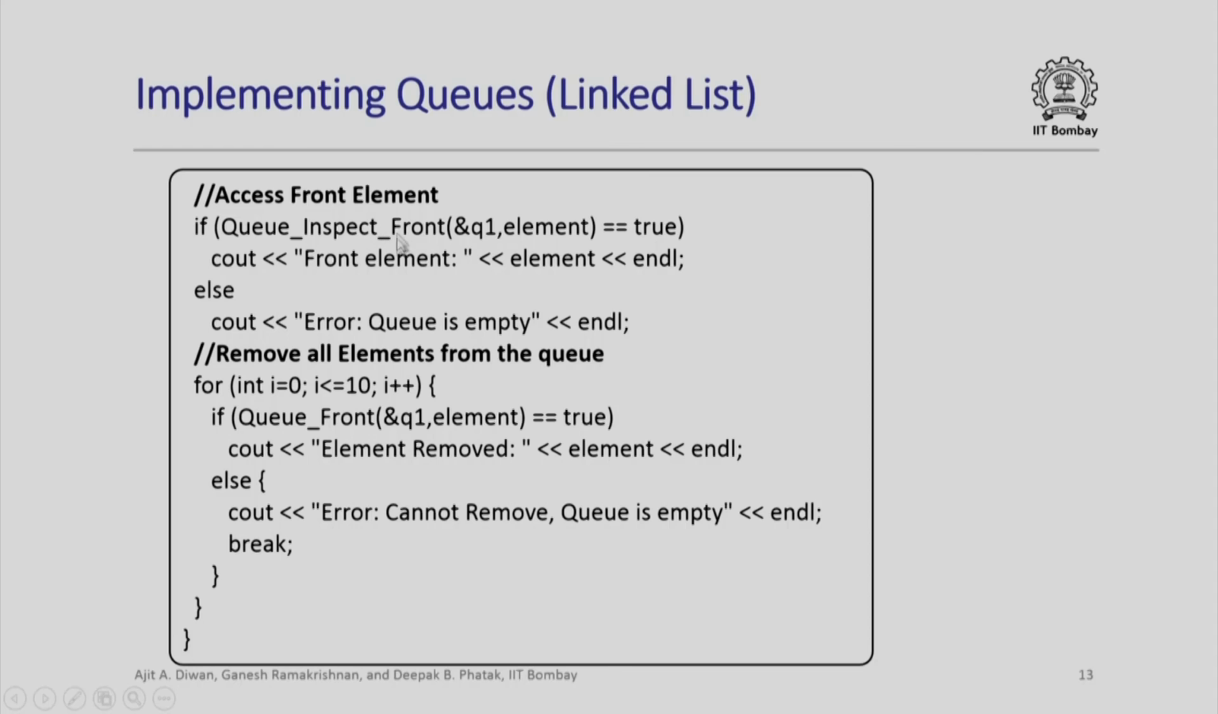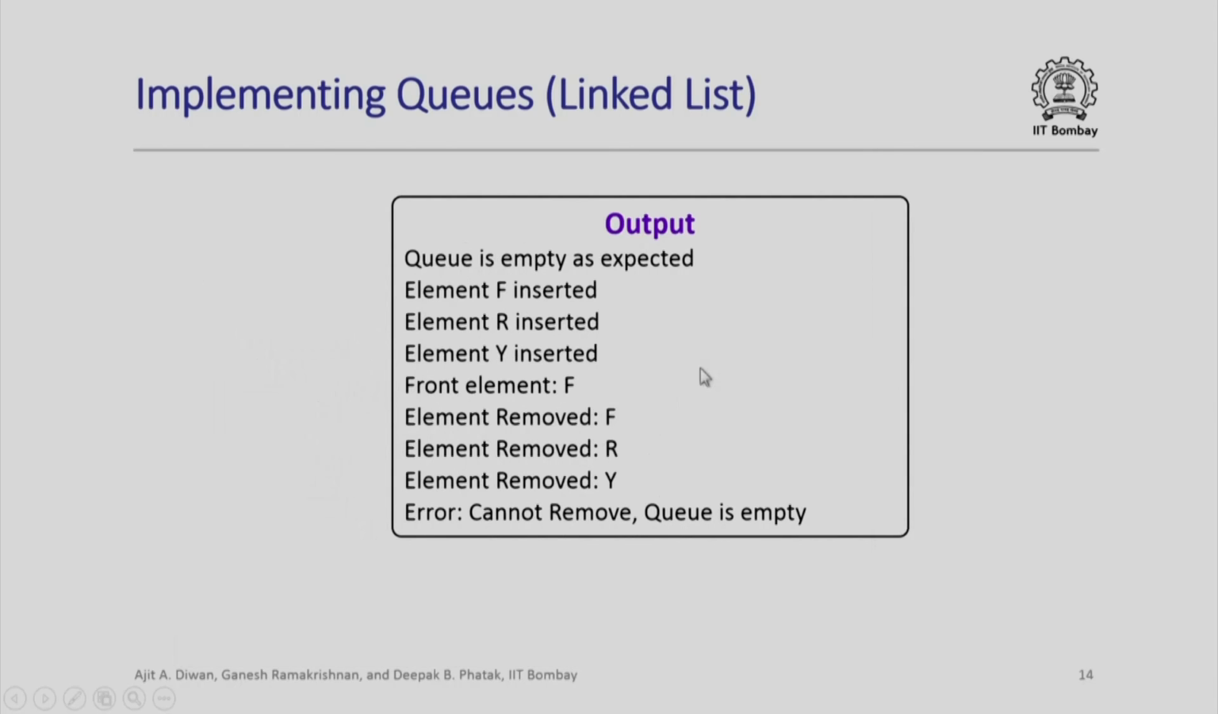To access front element, this is the illustration, and to remove all elements from the queue, this is the code, again exactly same as the past code. You can run this program and you will see that the output that you get is very similar to the output that you got when you implemented the queues using arrays. In short, we have seen the implementation of both stacks and queues using fixed memory structures such as arrays as well as dynamic structures as linked lists.